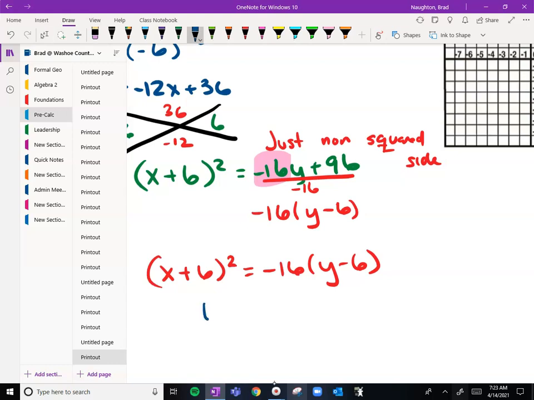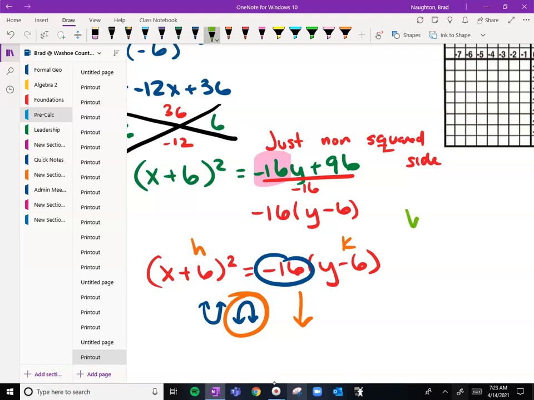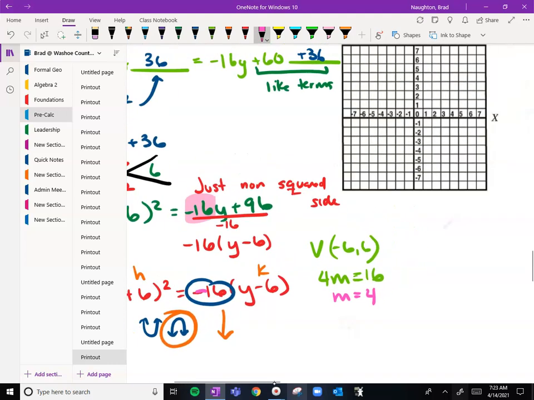It is an x squared, so that's either up or down. But because it's negative, we're going down. So this is my HK. We do our change. So my vertex is going to be at negative 6, 6. I'm going to do 4m is equal to just 16 because as we mentioned, that negative is directional. So m is 4. All righty.